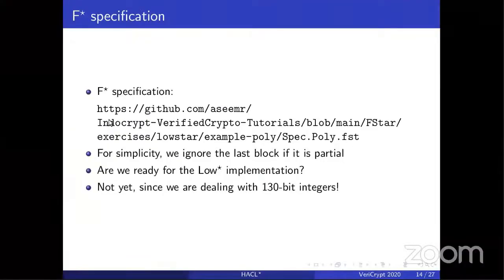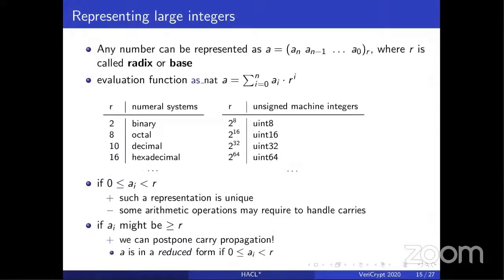So are we ready for the Low* implementation? Not yet, since we are dealing with 130-bit integers. Since the prime is 2 to the power 130 minus 5, it means that we need at least 132 bits to store it. And how are we going to represent these integers? We all know that any number can be represented in some base R. Since we might have a few representations for the same number, but in a different base, we need an evaluation function that converts us from this representation to the natural number.